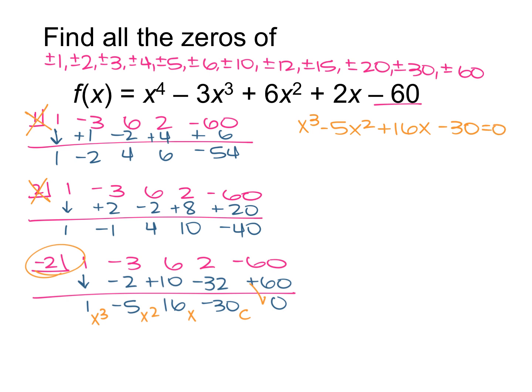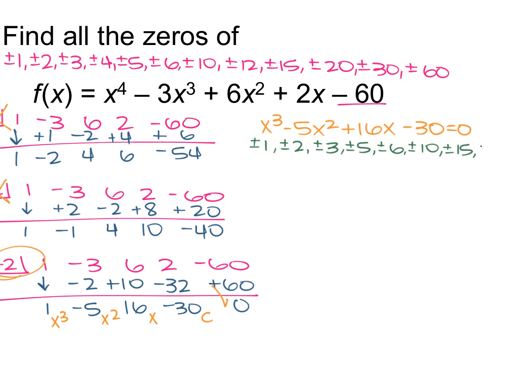Once again, I can't factor this. Even though I have 4 terms, I can't factor by grouping. So I'm going to use synthetic division. So I find my factors of the -30, and I start all over again. I have plus or minus 1, plus or minus 2, plus or minus 3, plus or minus 5, plus or minus 6, plus or minus 10, plus or minus 15, and plus or minus 30.